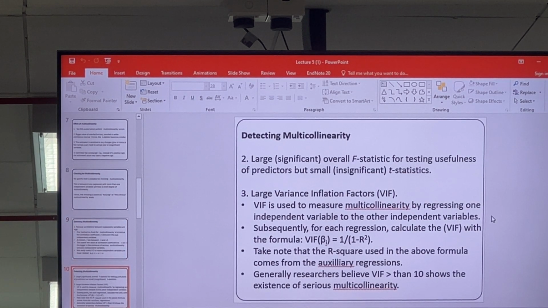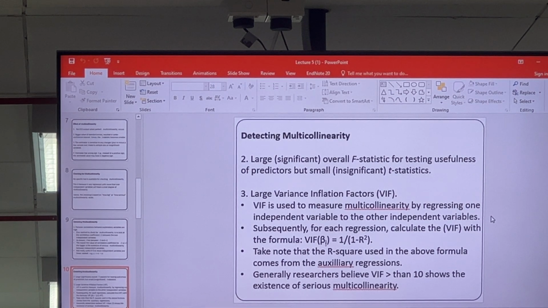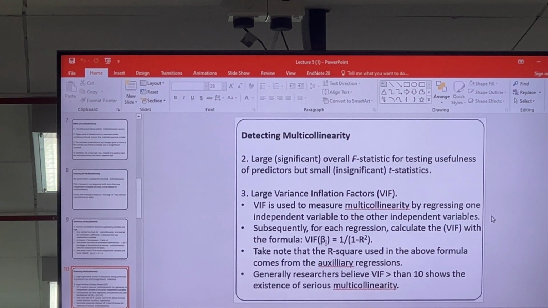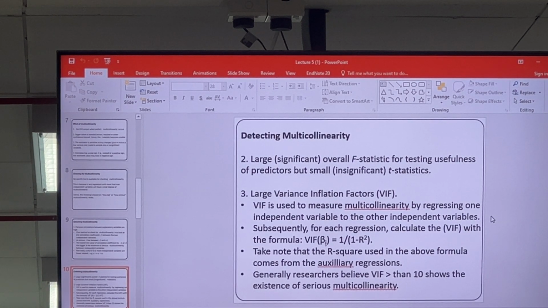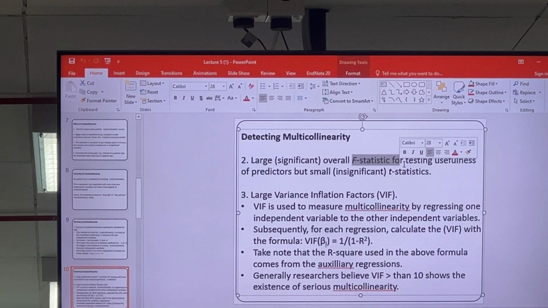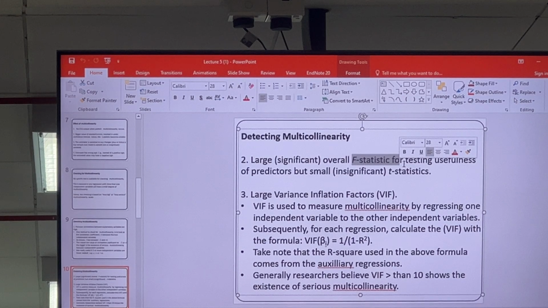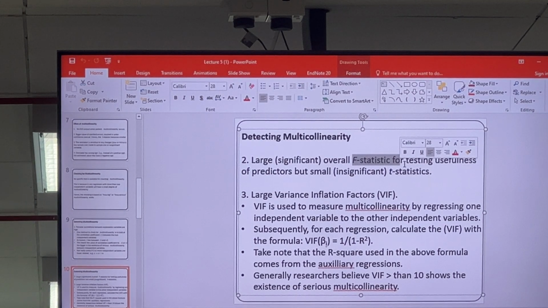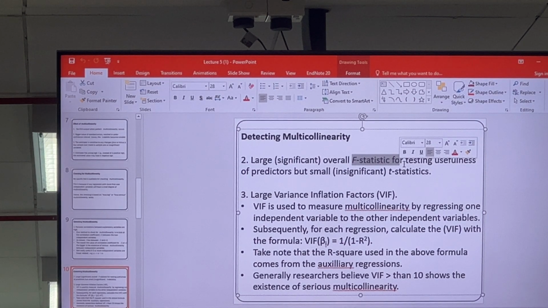And then the second one, if you inspect the result of estimation and you see a large overall F statistic for testing usefulness of predictors but small or insignificant T statistics. So you inspect the F statistic that represents the overall significance of the slope parameters. You recall that the F test statistic we use to perform joint F testing for all slope parameters in the model: beta 1, beta 2, beta 3, all equal to 0, alternatively at least 1 not equal to 0.